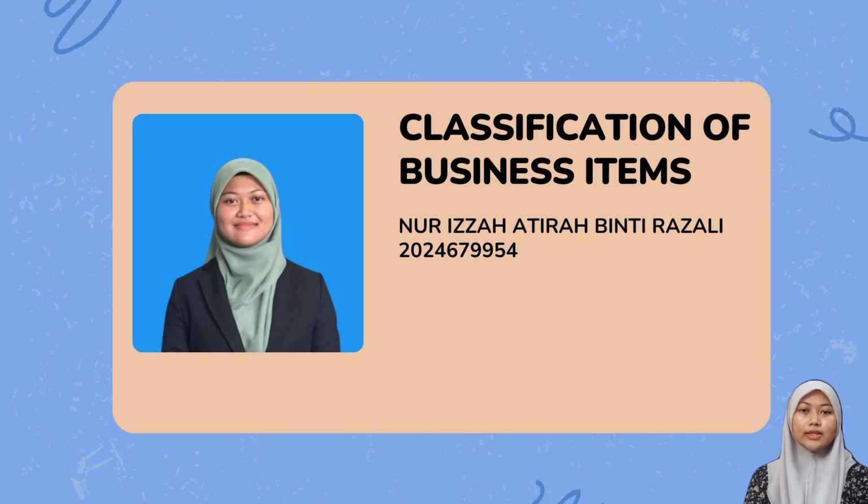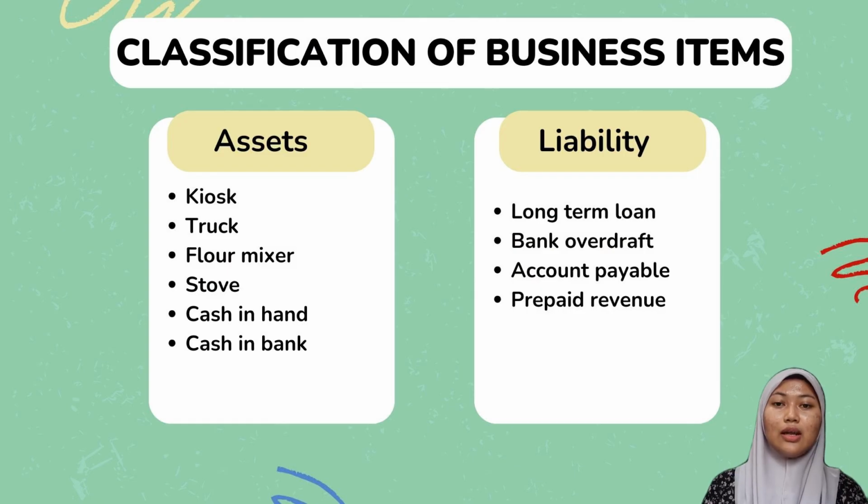My matric number is 2024-679954. Today, I will explain my part, which is classification of business items. There are 4 classifications of business items that we found in our assignment.